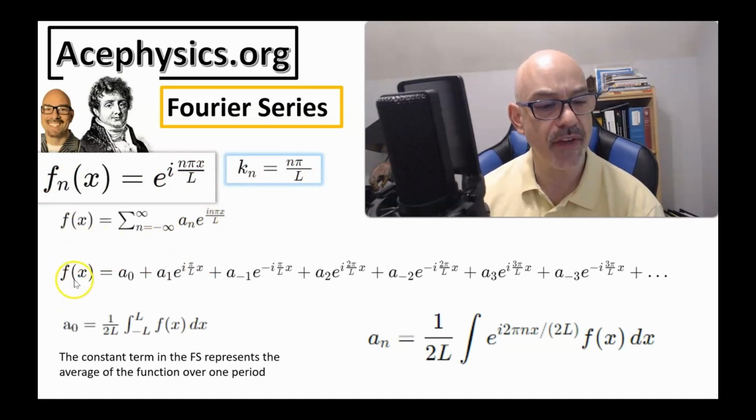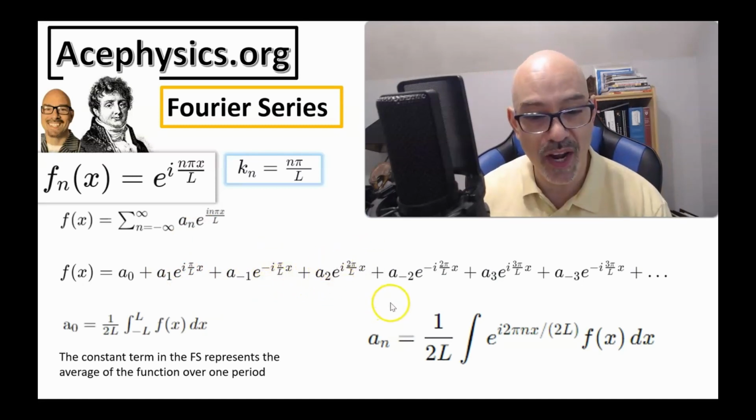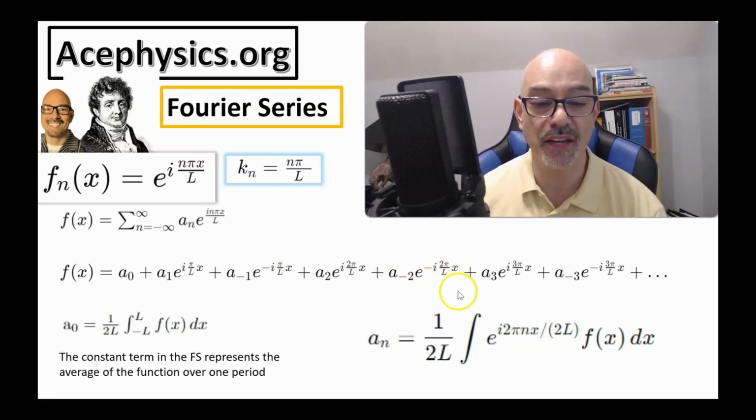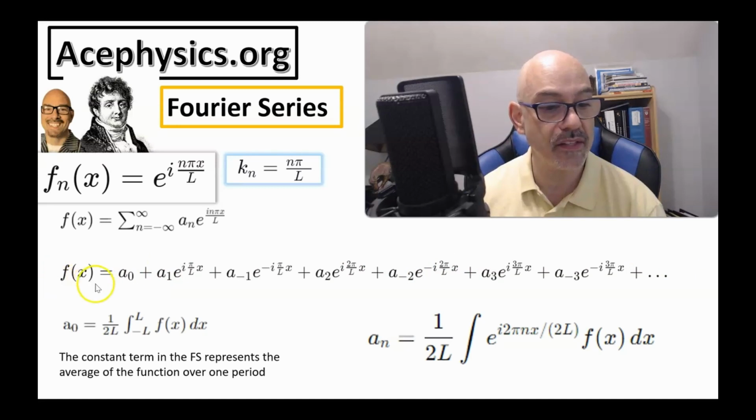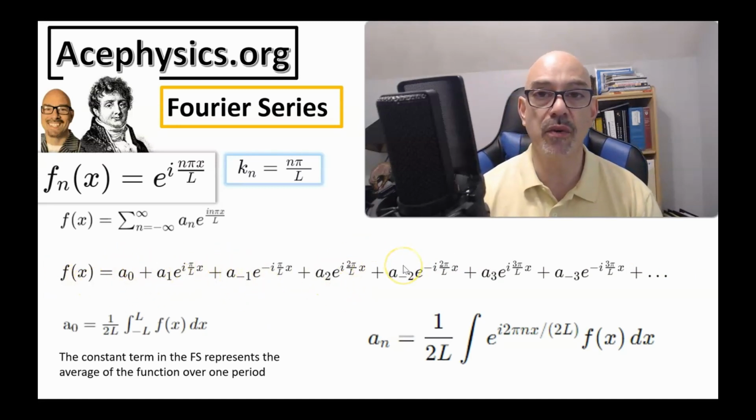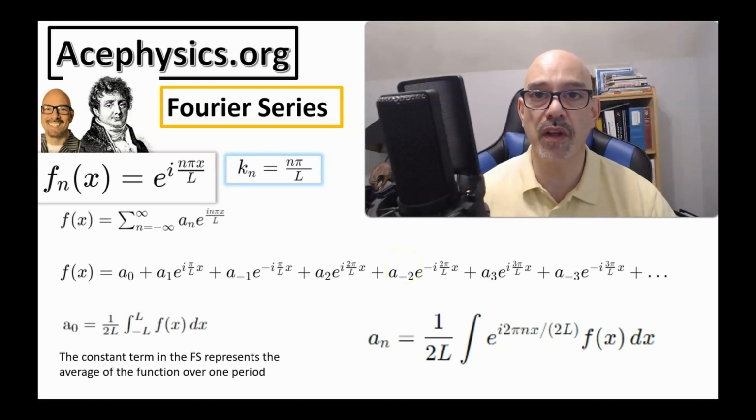So a function f of x can be written as a0, some constant term, plus a1 e to the i 1 pi x over L, plus a minus 1 e to the minus i 1 pi x over L, plus a2 e to the i 2 pi x over L, plus a minus 2 e to the minus i 2 pi x over L, and so on. This sum goes on to infinity, and these coefficients, a0, a1, a minus 1, a2, a minus 2, tell you the information about the functions. Different functions will have different coefficients.